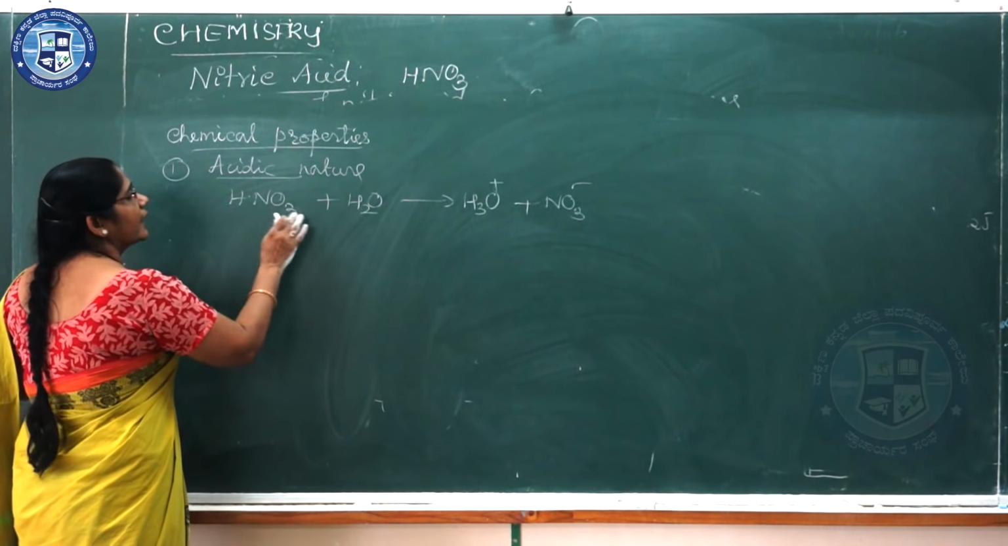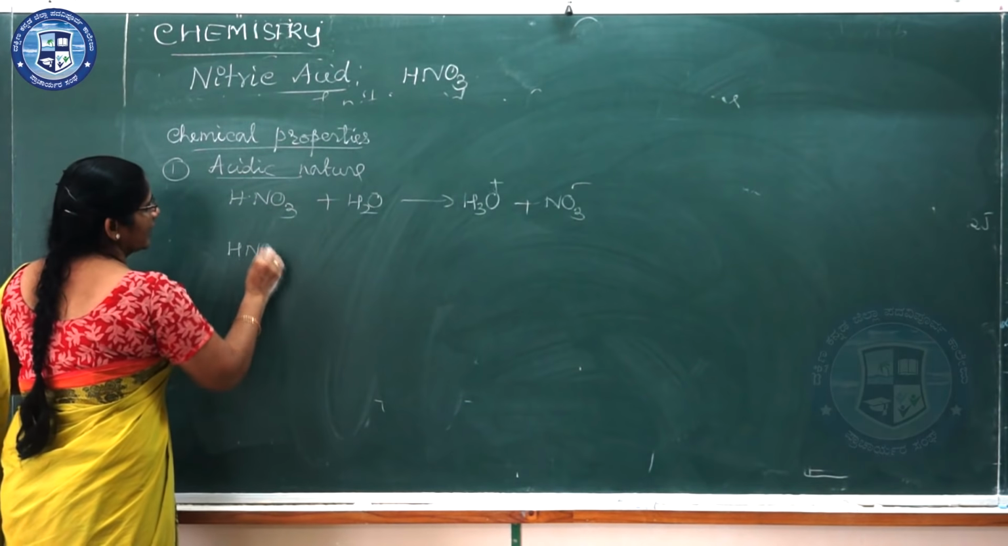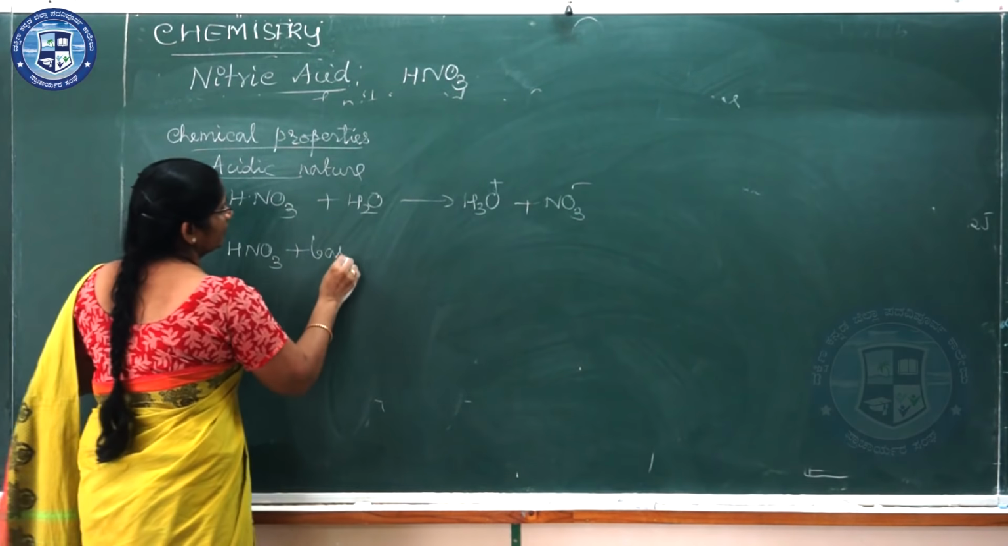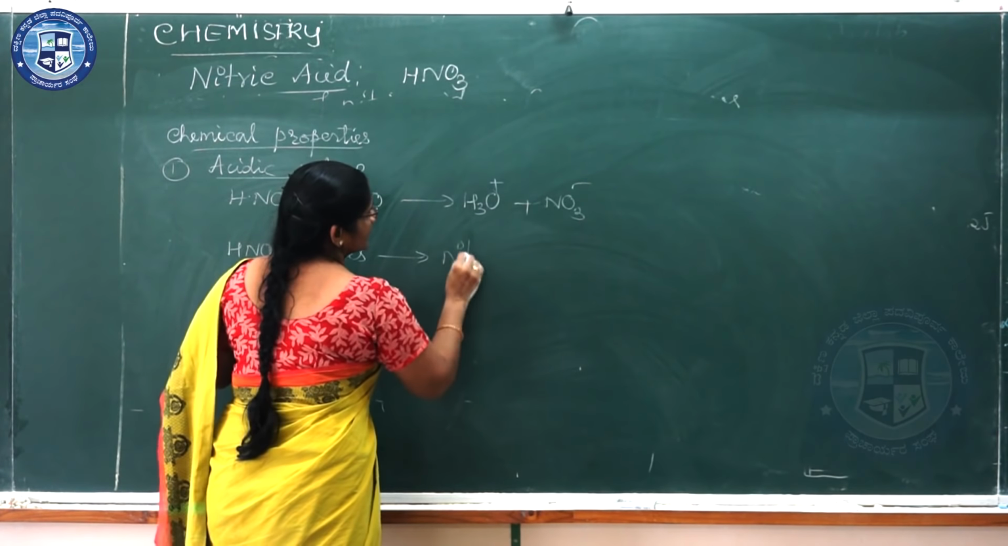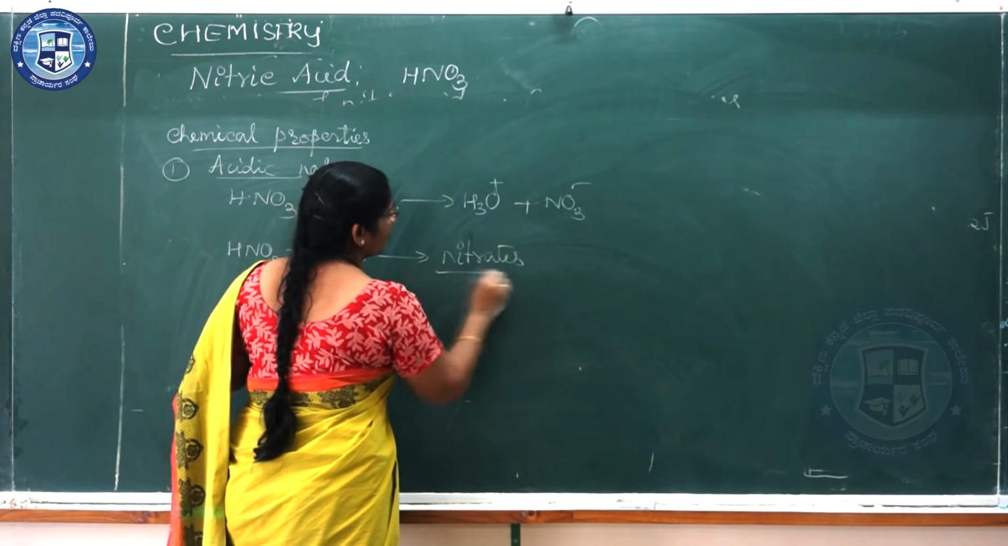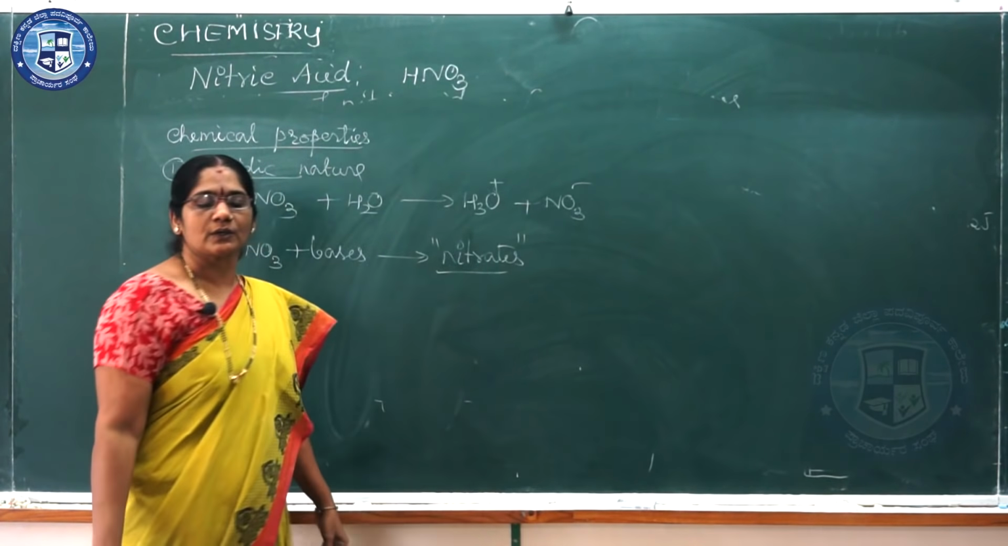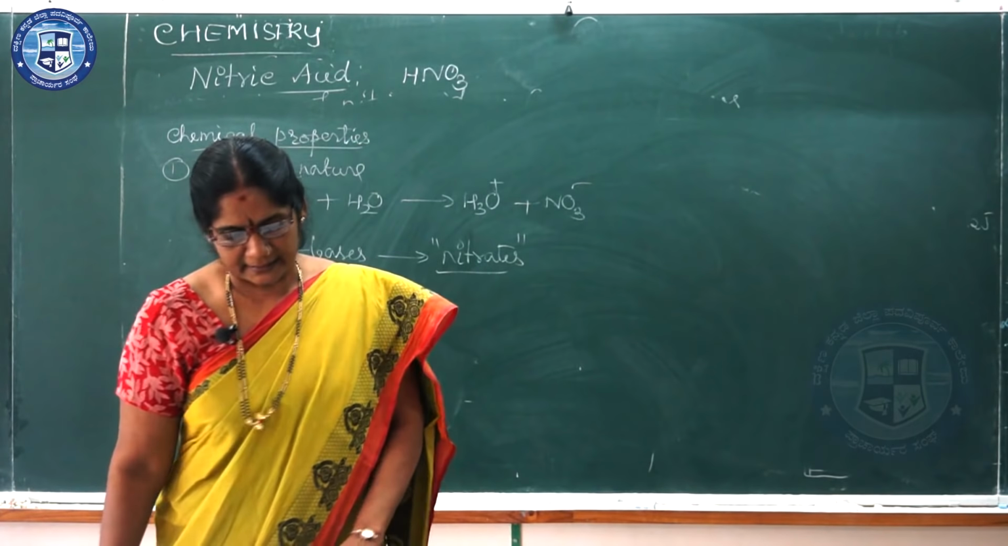And HNO3 reacts with the bases to give nitrate salts. The salts of nitric acid are called nitrates.